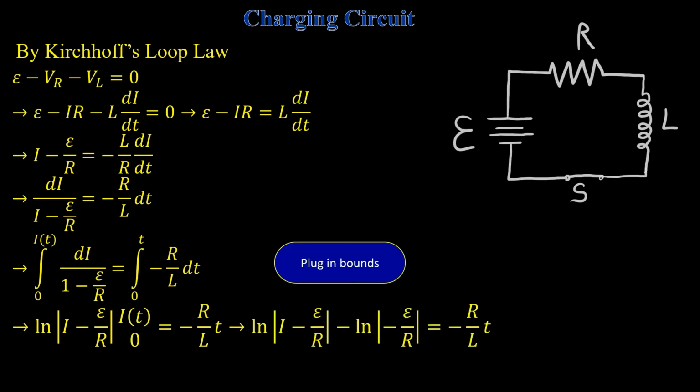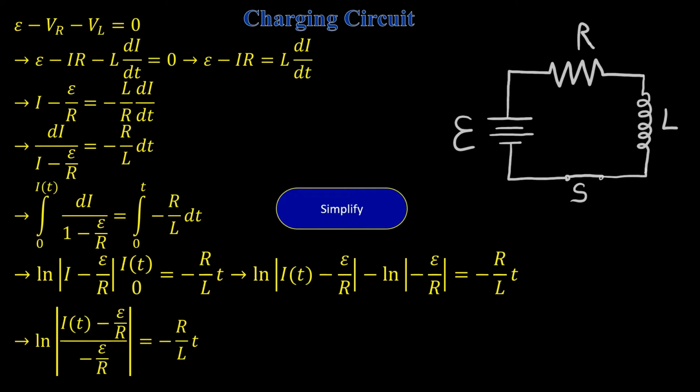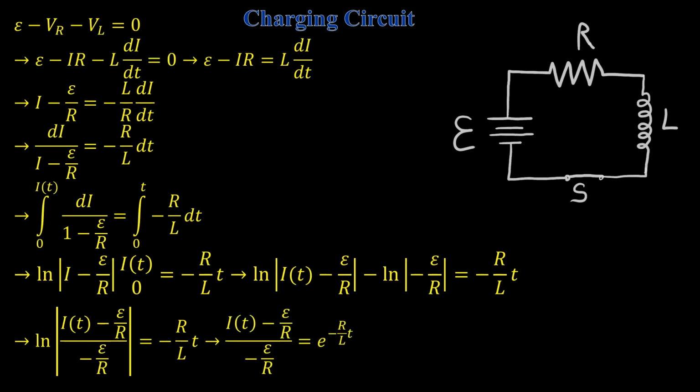All right, so that's what you get when you plug in bounds. On the left, the right side is just going to stay negative R over L times t. And now I'm going to use properties of logs. So this is what I get using properties of logs. Now I raise both sides to the e power. And that's what I get there. And now this can be simplified to I of t equals its steady state value. So its steady state value is epsilon over R, 1 minus e to the negative R over L t.